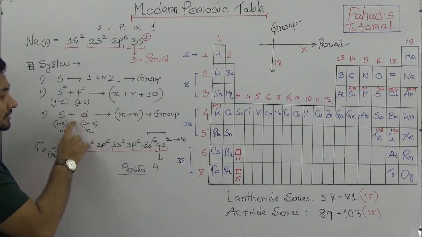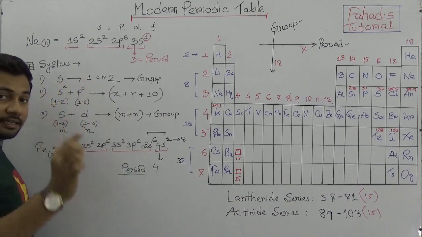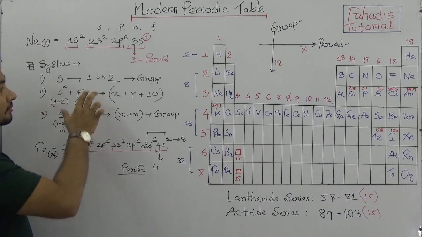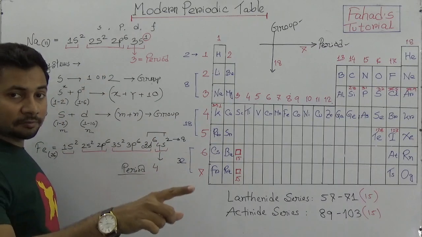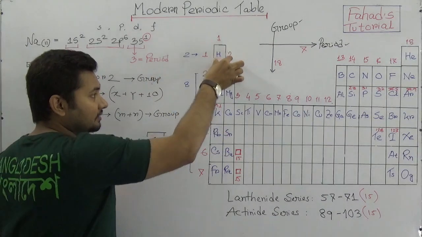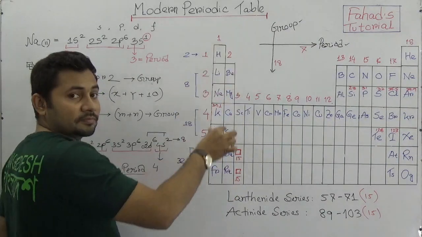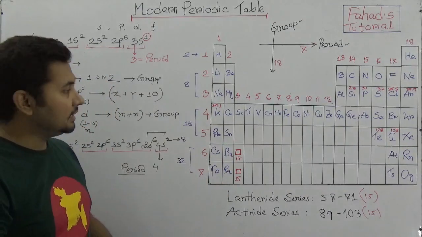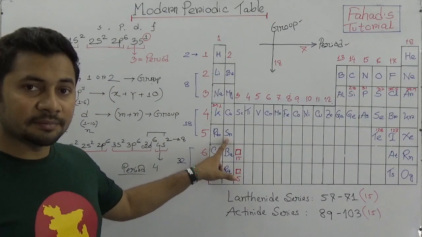So how to figure out the group and the period, I hope you understand these systems. Number 1, if it ends only with the s orbital, we just take the number of electrons, 1 or 2, as the group number. That basically happens in groups 1 and 2. If you do the electron configurations of all the elements of these groups, there are 7 and 6, 13 elements up there.